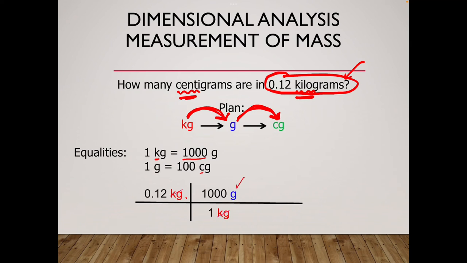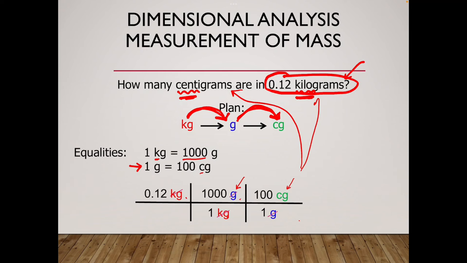And then we check, is this what we're looking for? Right there is grams. We're looking for centigrams. So we're not done yet, and we keep going. We have another conversion factor to get from grams to centigrams. Remember, grams has to cancel grams, down and to the right, so that 1 gram will go on the bottom, and the 100 centigrams will go on the top. Make sure our units cancel, and then make sure what we're ending with is actually what we're trying to find. Okay, so centigrams and centigrams, we're done.